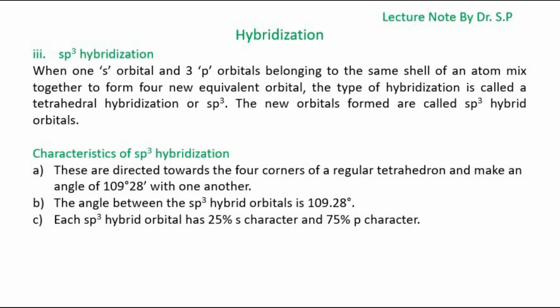Characteristics of sp3 hybridization. These are directed towards the four corners of a regular tetrahedron and make an angle of 109 degrees 28 minutes with one another. The angle between the sp3 hybrid orbitals is 109.28 degrees. Each sp3 hybrid orbital has 25% s character and 75% p character.